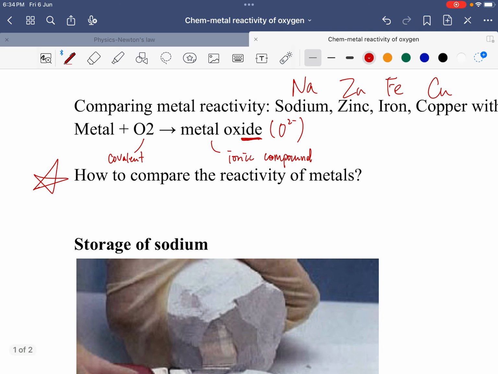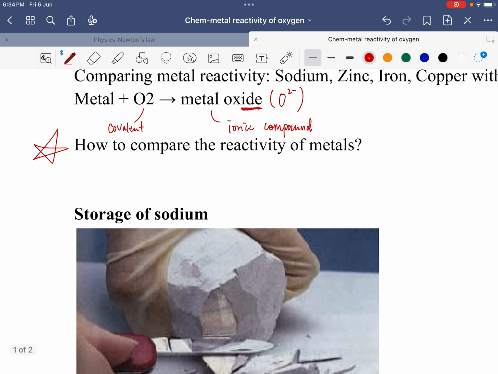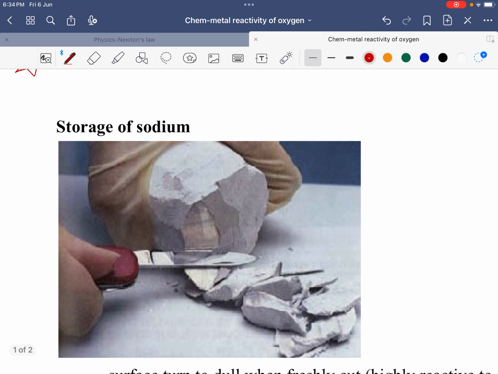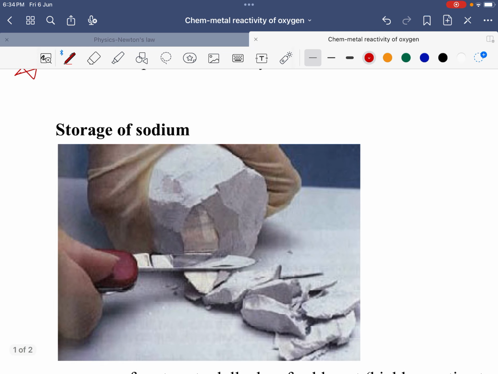So let's talk about how to store the metal first. Here, we talk about the storage of sodium. Just look at this picture first. This large rock is actually sodium. Can you describe the appearance of this sodium first? Yes, it is gray. You can see that it is not shiny. Yeah, it is dull. And the freshly cut part here is bright, right?